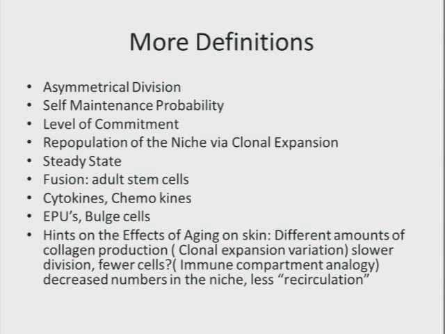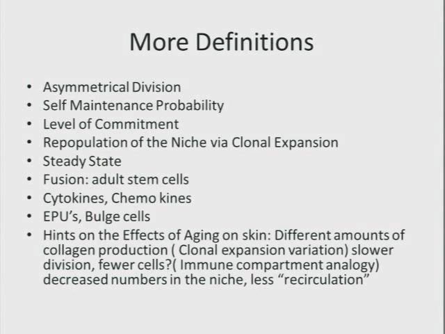The niche is where stem cells live. And so most stem cells are living in some type of protected niche environment that's very different from anything else around them. And the way they repopulate this niche is by clonal expansion of specific stem cells in there. Most niches, we think, have stem cells that never do anything but repopulate the niche.